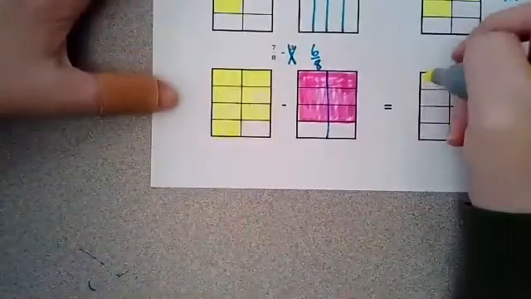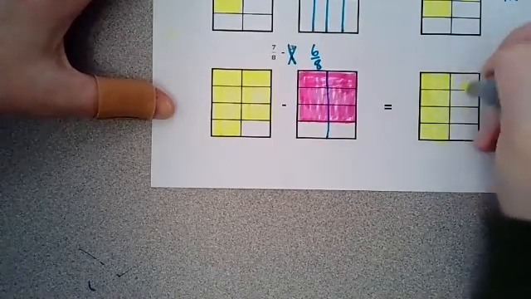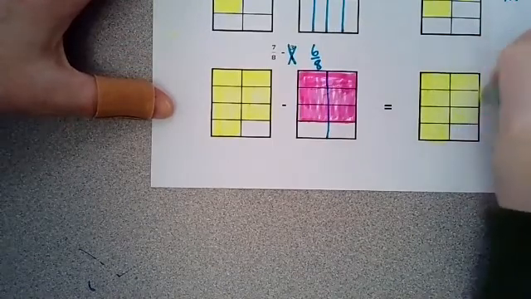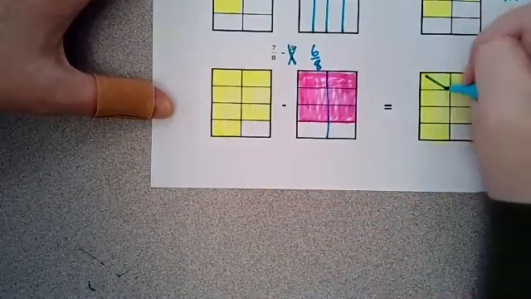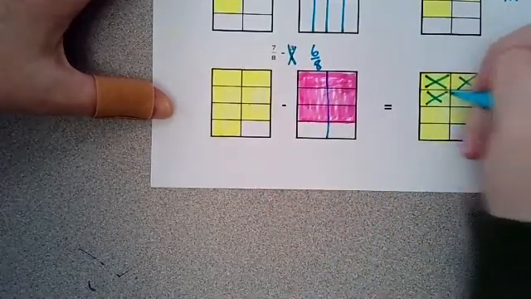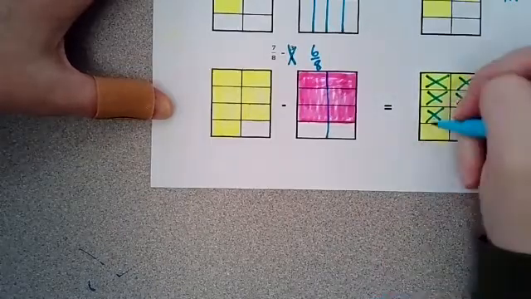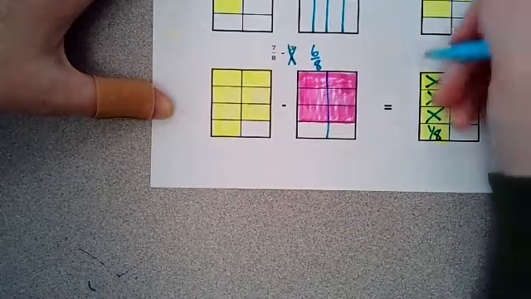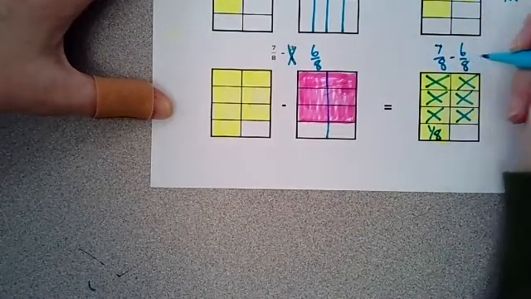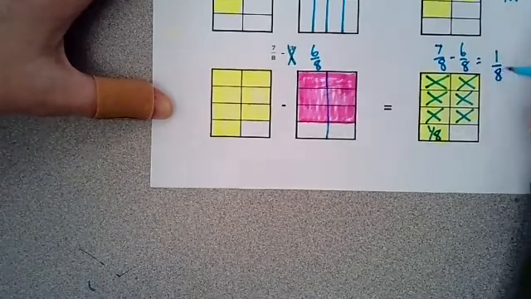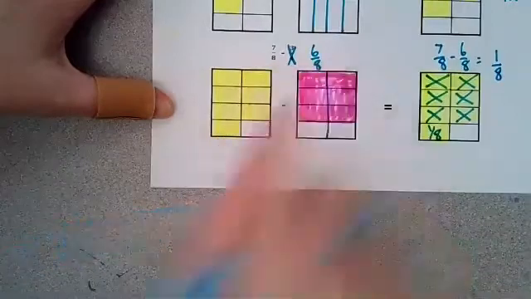So highlight your 7/8 over here, just like this. Highlight your 7/8. And then you're going to cross off 6 out of the 8. 1, 2, 3, 4, 5, 6, leaving you with 1/8. So 7/8 minus 6/8 equals 1/8. All right, that is your fraction model for 7/8 minus 6/8.